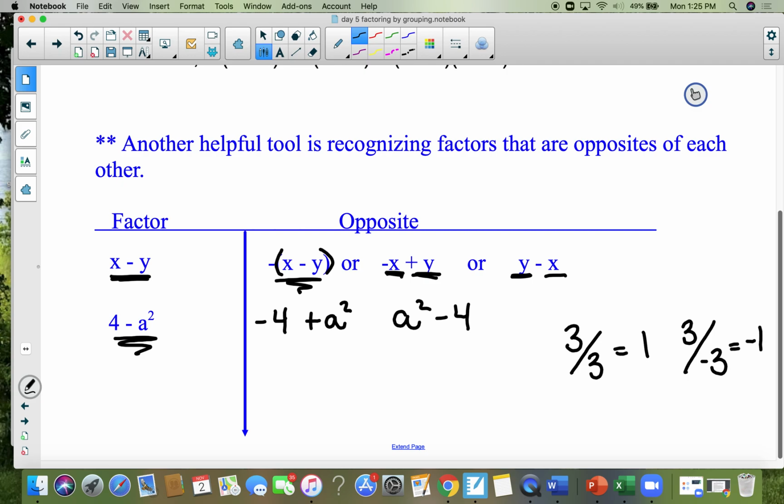So keep that in mind, that if you have x plus y divided by x plus y, that equals 1 because they're exactly the same on the top and the bottom. But if you have x plus y on the top and you have a negative x minus y on the bottom, those two are opposites of each other. And when you divide them out, it makes a negative 1. So keep that in mind when you're doing today's assignment.